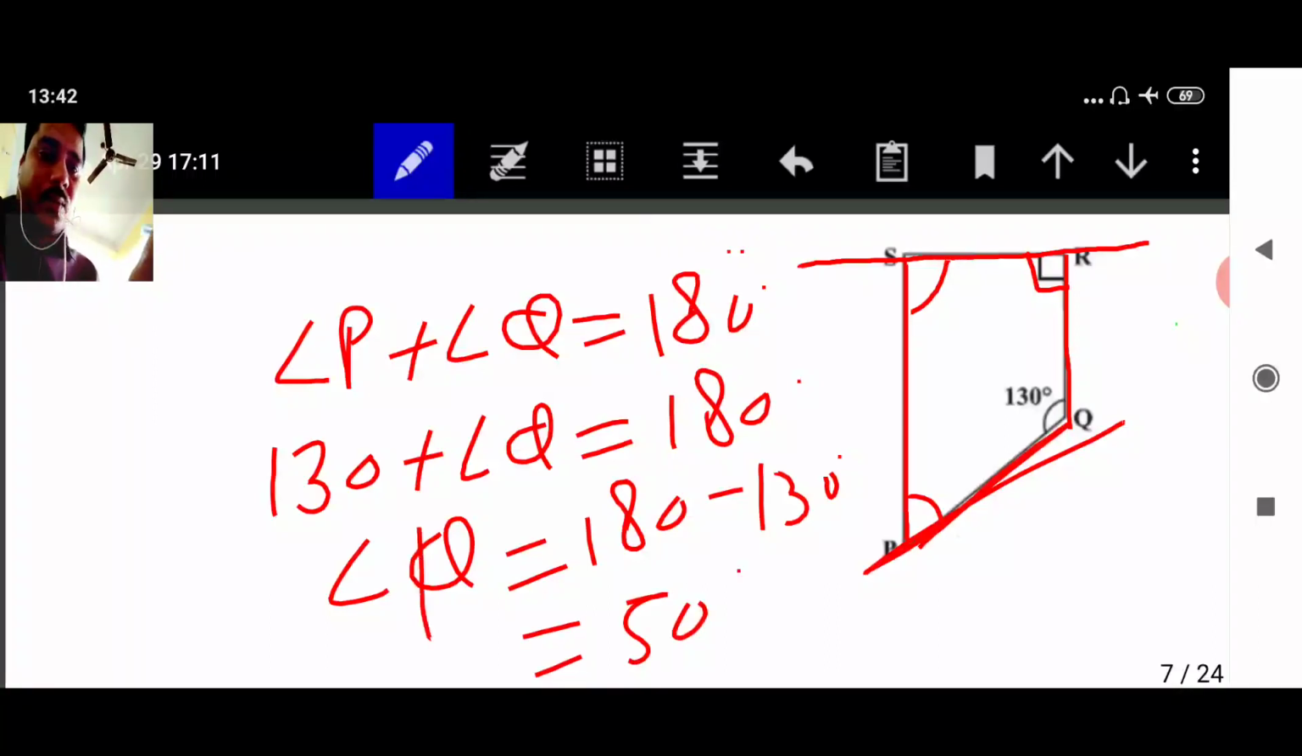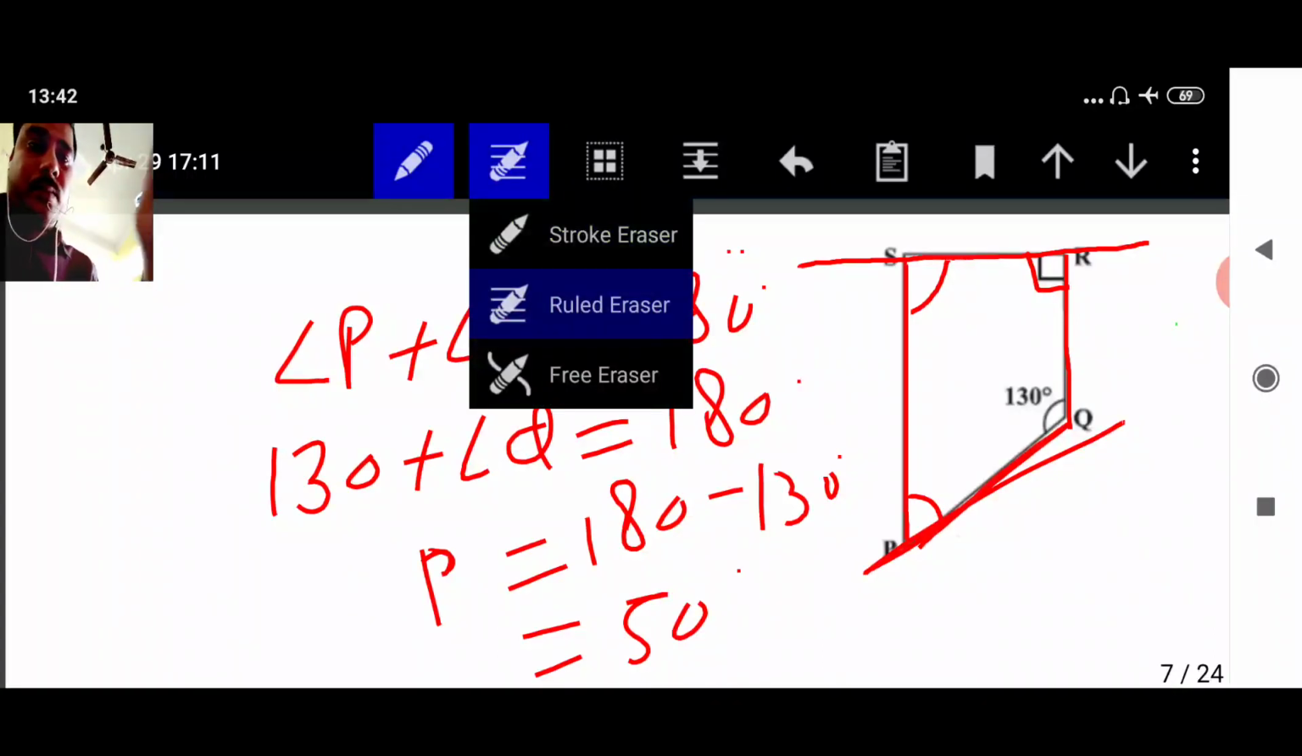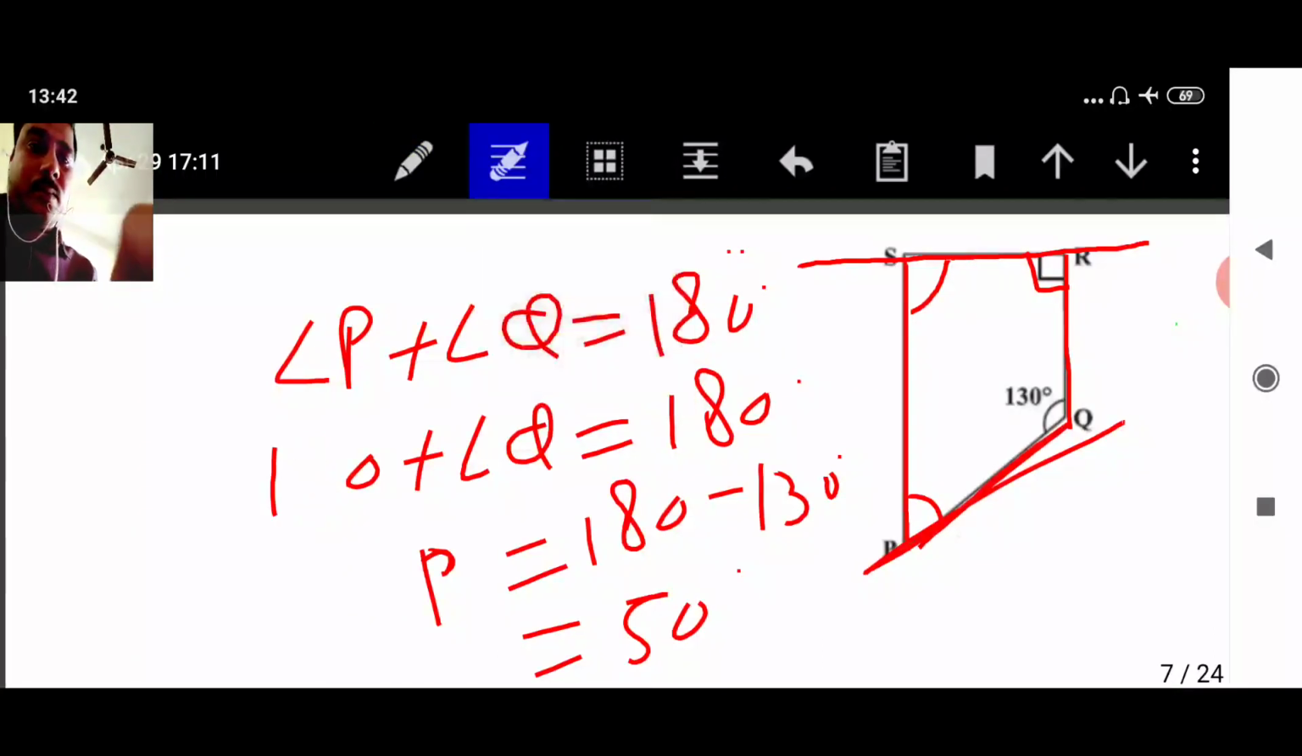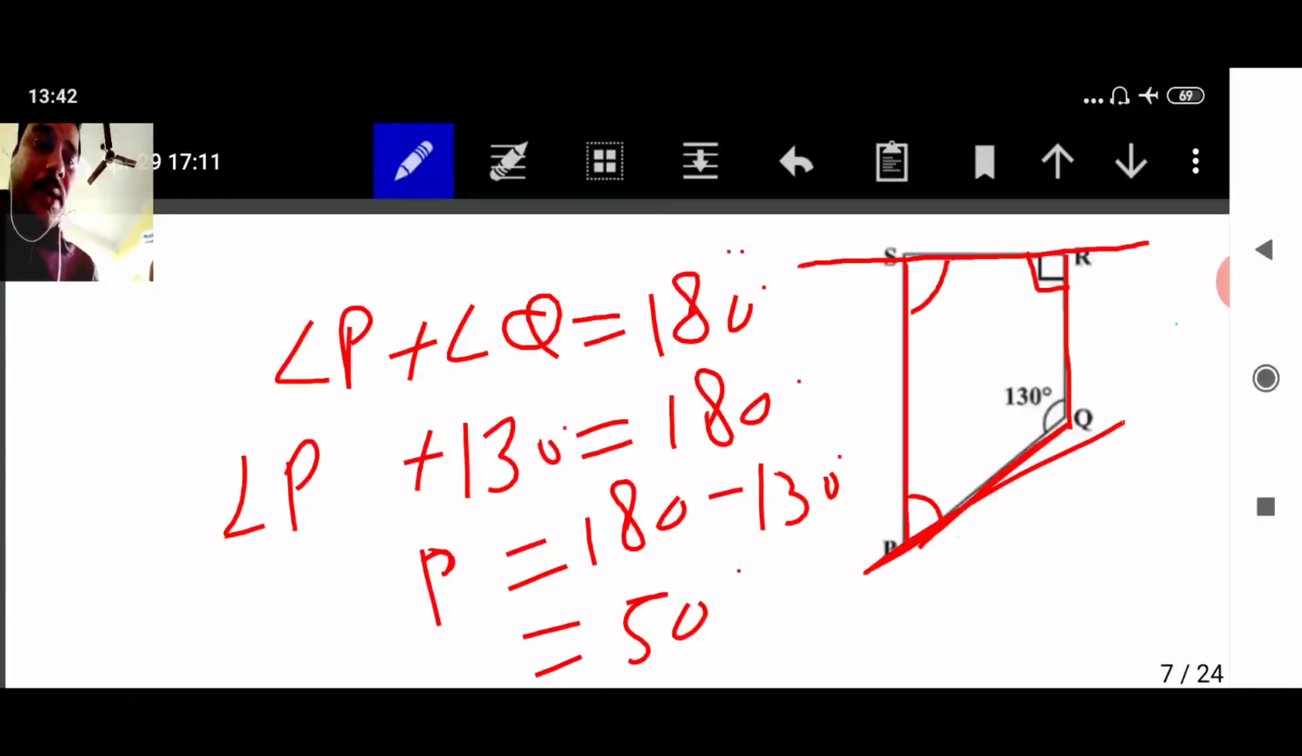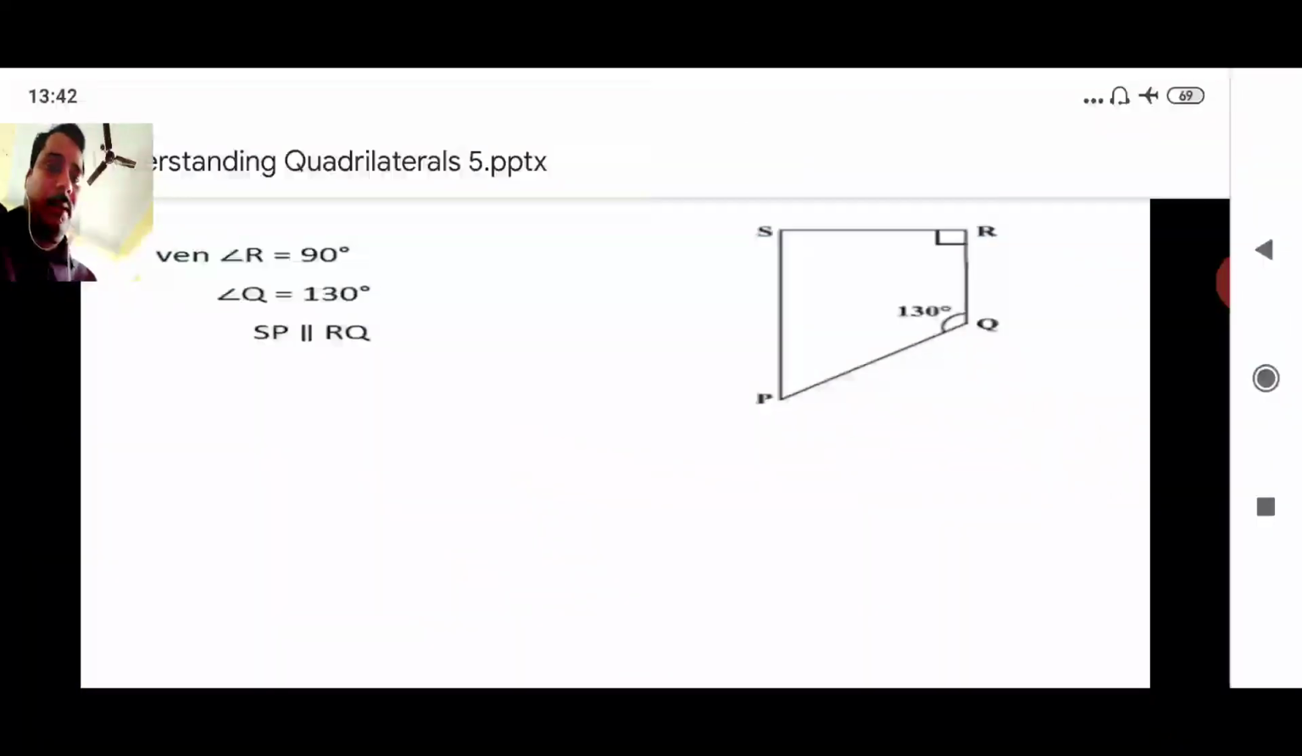Angle P, 1 minute, angle P equal to P plus 130. Okay, so hence we get angle P equal to 50 degree. You can see here the solution.